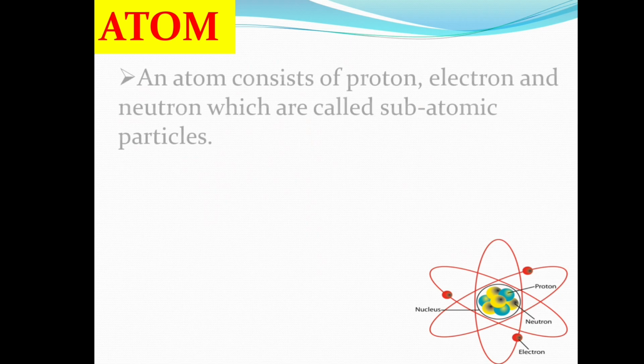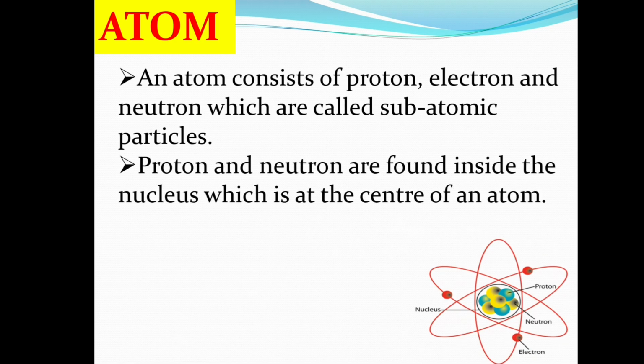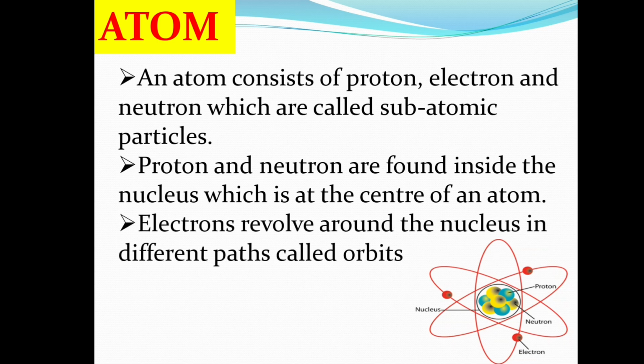Atom. An atom consists of proton, electron, and neutron, which are called subatomic particles. Proton and neutron are found inside the nucleus, which is at the center of an atom. Electrons revolve around the nucleus in different paths called orbits.